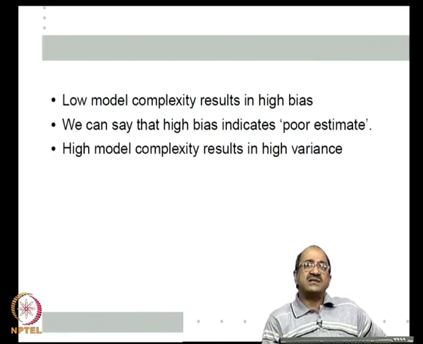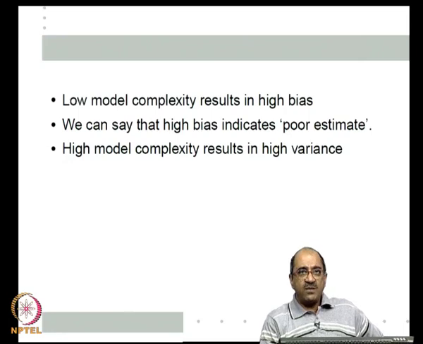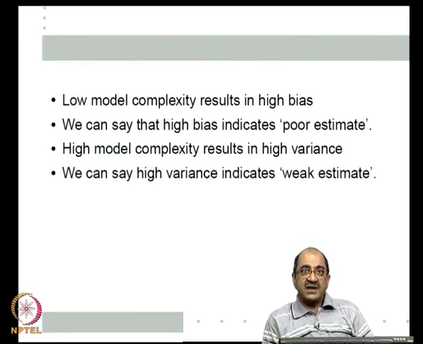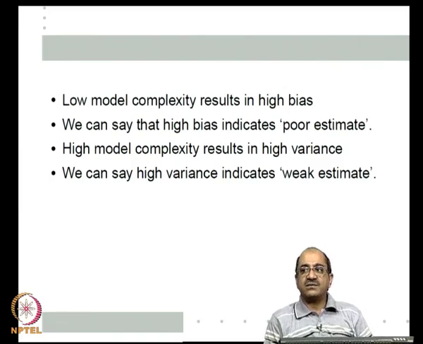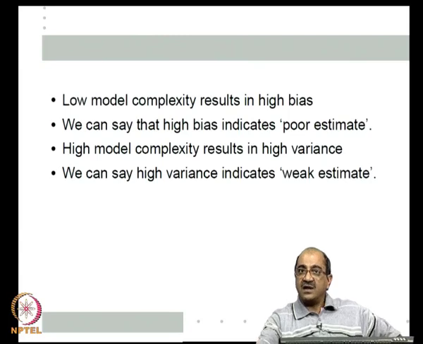High model complexity, on the other hand, will have low bias, but will result in high variance. Okay. So, we can say high variance indicates a weak estimator, because we do not have the power to estimate from such a high model complexity unless you have a very large number of examples.